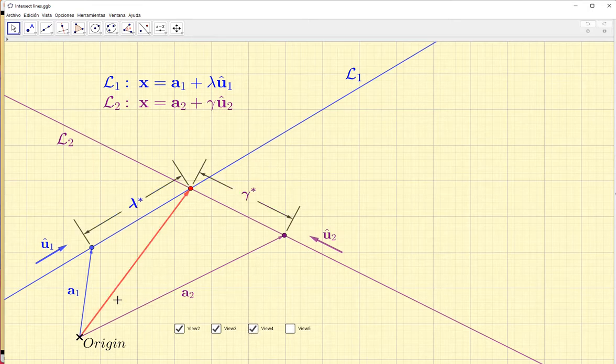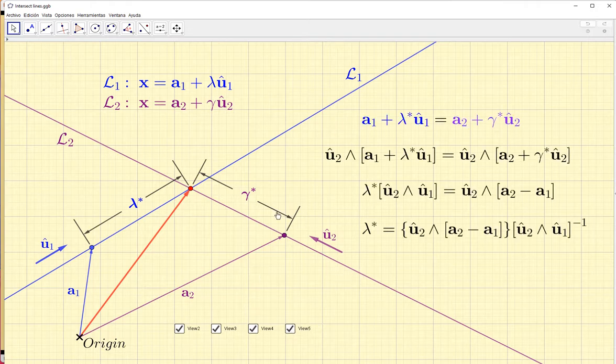So the idea here is that the vector from the origin to that point of intersection is simultaneously the sum of this vector and some scalar multiple of this direction vector, and also the sum of this vector plus some scalar multiple of this direction vector. And I've used the asterisks here to denote that these are specific values of lambda and of gamma. So this is the idea. This vector is the sum of these two and also of these two. So let's write that out algebraically. This sum is equal to that sum.